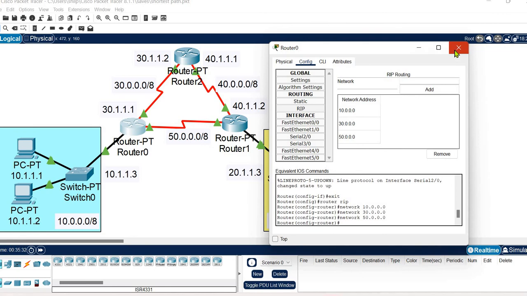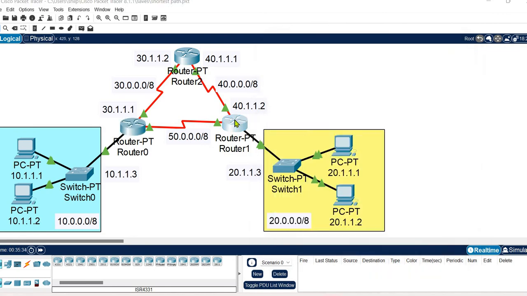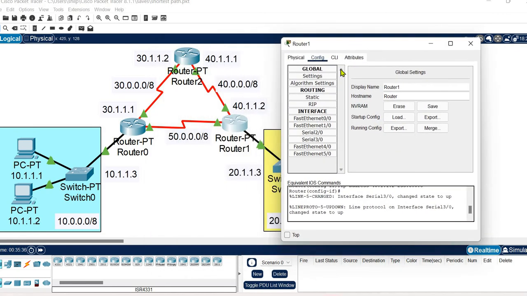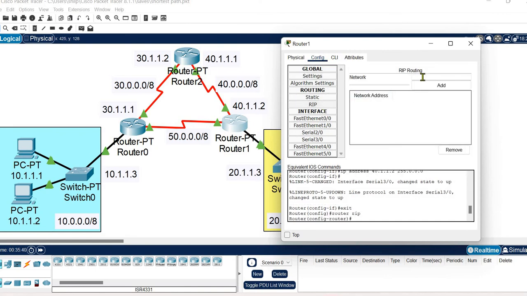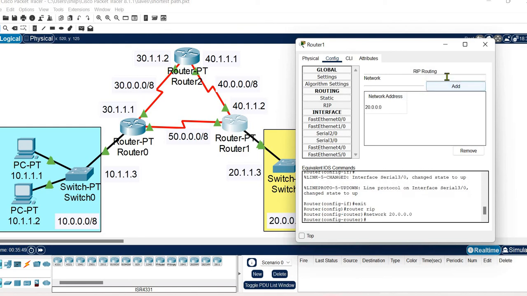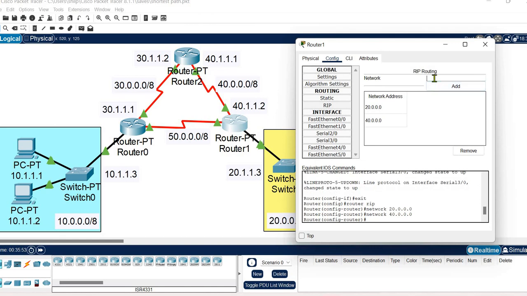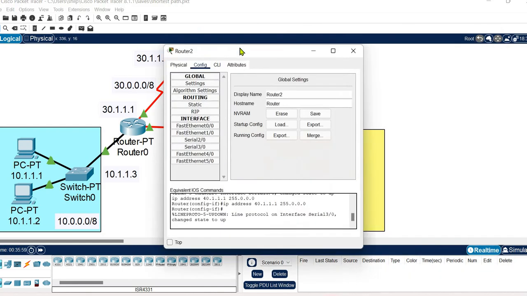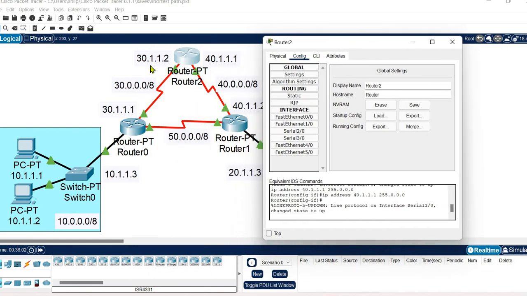Done. Now it's the turn for router 1 to be configured. Go to RIP. Router 1 is directly connected to three networks: network 20, 40 and 50. Firstly we add the network 20, next we add the network 40, and last we add the network 50. Done.